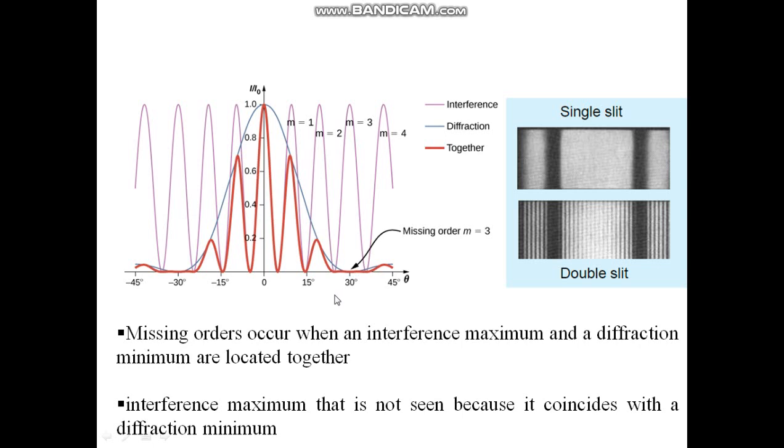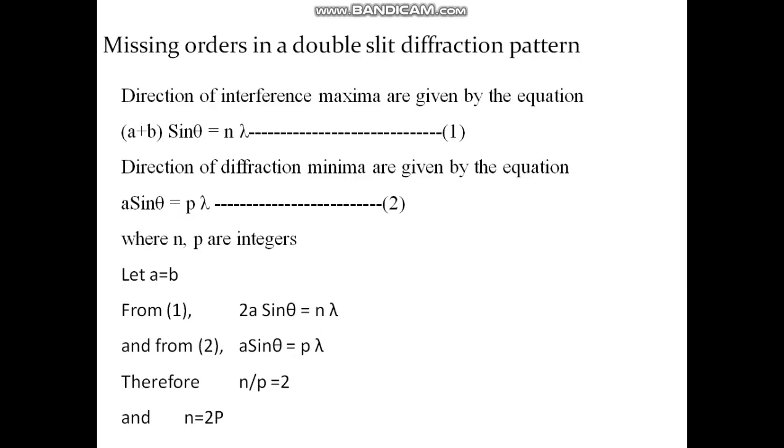These missing orders occur when an interference maximum and a diffraction minimum are located together. From this diagram we can see that this intensity maximum falls under this diffraction minimum, so that interference maximum is missing. So the interference maximum is not seen because it coincides with a diffraction minimum. Missing orders in double slit diffraction pattern.